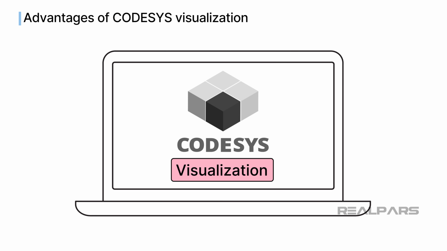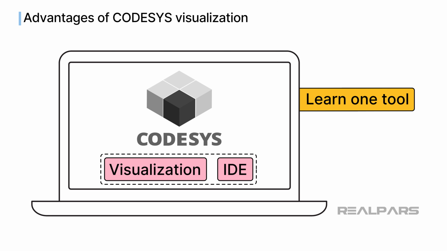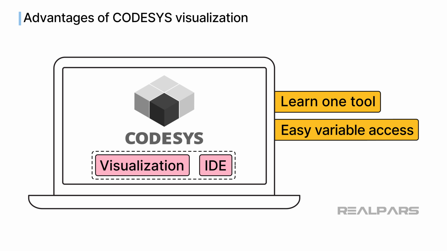Let's get started. Developing visualizations for CODESYS control applications with CODESYS has two main advantages over using third-party visualization systems. The first advantage is that visualization development is integrated into the CODESYS Development System. This means that you can develop your visualizations in the same environment as you develop your control applications. The main advantage of integrated visualization is that you only need to learn one tool to develop control code and visualizations. A secondary benefit is that your visualization has easy access to all of the variables in your control application without the need to export and import tag lists.